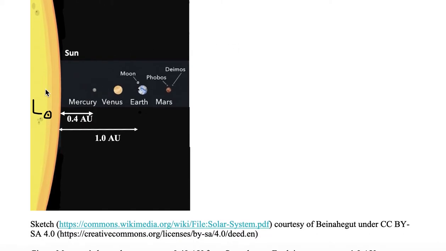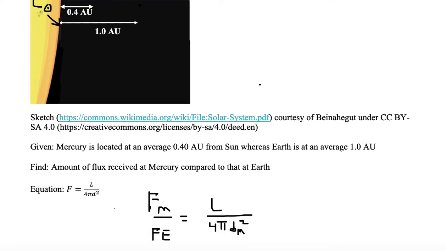We're given the luminosity of the Sun, which is at the surface of the Sun, and we're just going to put L with a circle with a dot symbol for Sun. So it's the luminosity of the Sun at the surface, and of this luminosity, we want to find out how much falls in 1 square meter of Earth compared to 1 square meter of Mercury. That falling on 1 square meter is the flux.